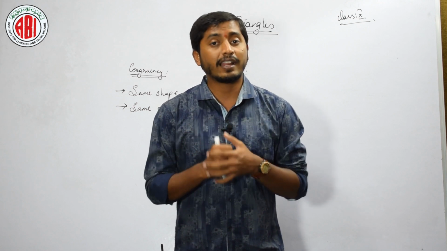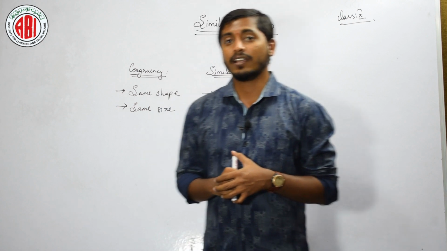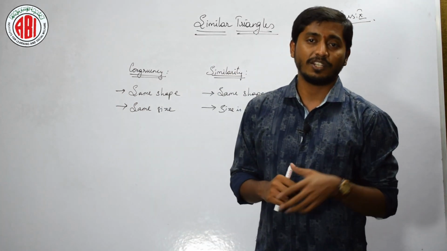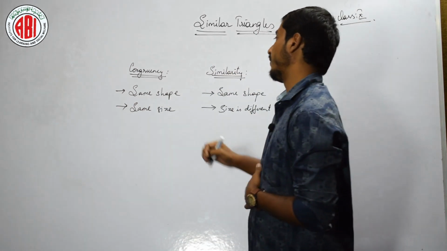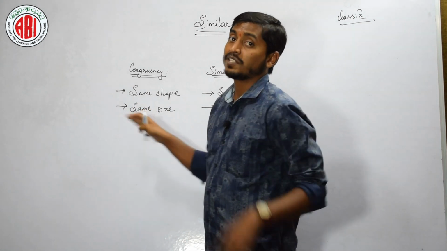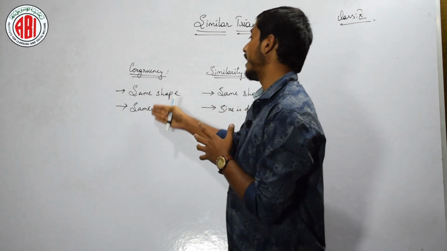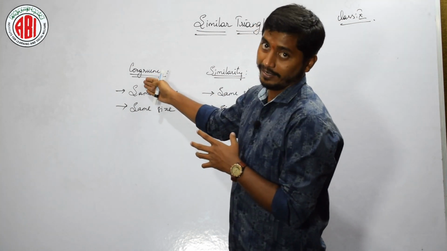Then, when is a triangle said to be similar and when is a triangle said to be congruent? That's the actual comparison between any two triangles. If two triangles have the same shape and same size, which means all three sides are the same, then such triangles are said to be congruent.